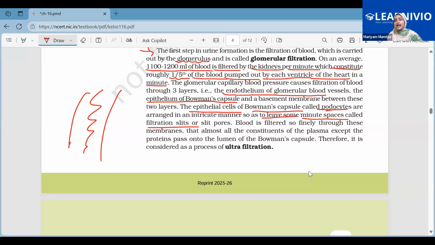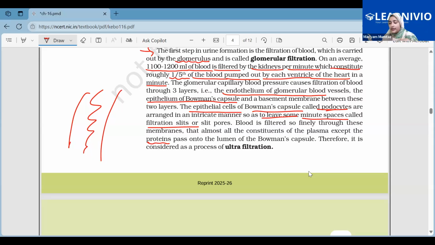So what happens is that the blood gets filtered through these membranes, and all the different components from the plasma pass through, except for one thing, that is protein. Proteins are really big in size, so they don't pass through those slits or pores, and they do not go into the Bowman's capsule area. All the rest do.